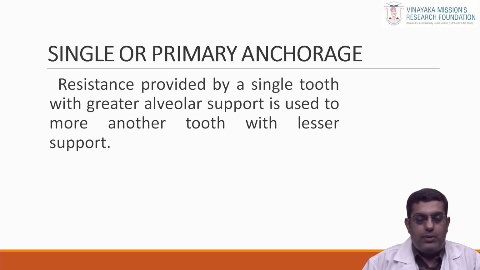So next, coming to single or primary anchorage. What is a single or primary anchorage? A resistance that is provided by a single tooth with greater alveolar support is used to move another tooth with lesser alveolar support. That is called a single or primary anchorage. So a single tooth is used as an anchor source to effect the tooth movement of another tooth. For example, a lower molar or an upper molar which has a better root surface area can be used as an anchorage source to effect tooth movement of the other tooth.